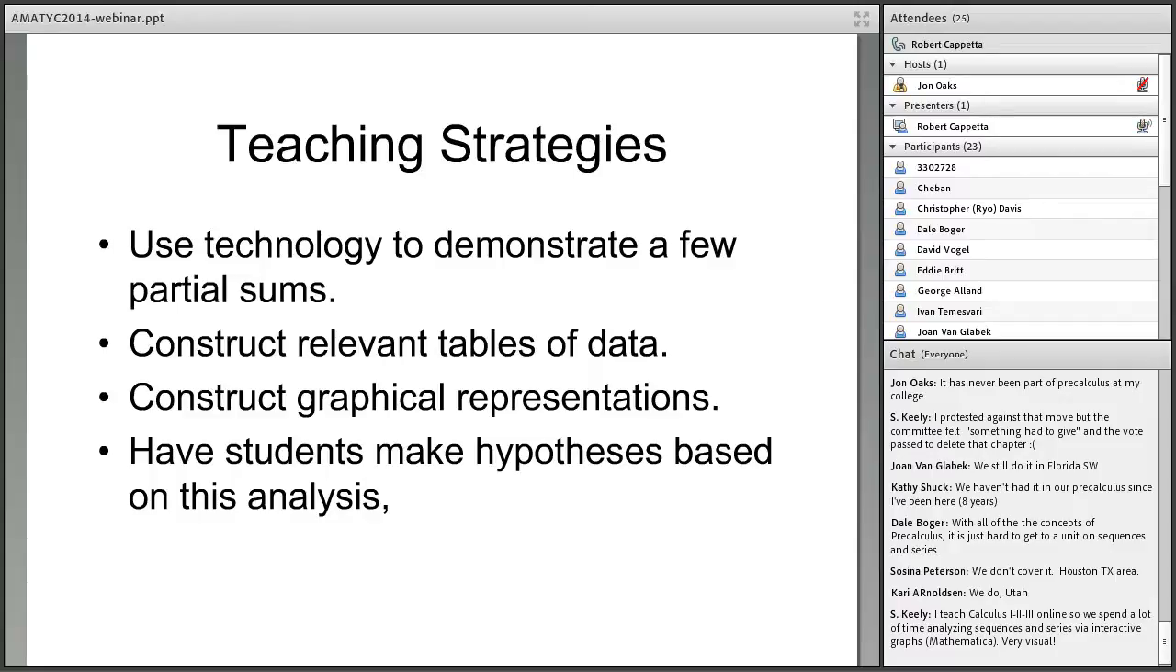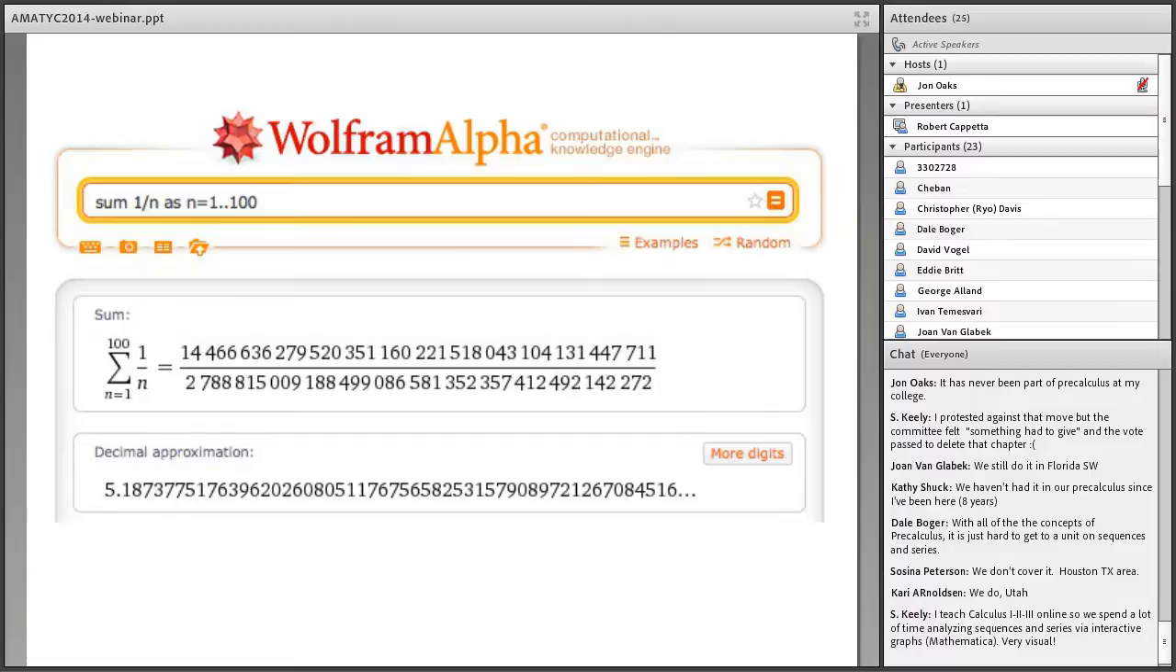But looking at the technology for the partial sums and then going on to Wolfram Alpha to look at what happens with a billion terms, I was able to show them that that thing was never stabilizing; it kept growing. I think that can be very powerful for students. Here we go. Speaking of the technology, here is the sum as n goes from 1 to infinity of 1 over n on Wolfram Alpha.